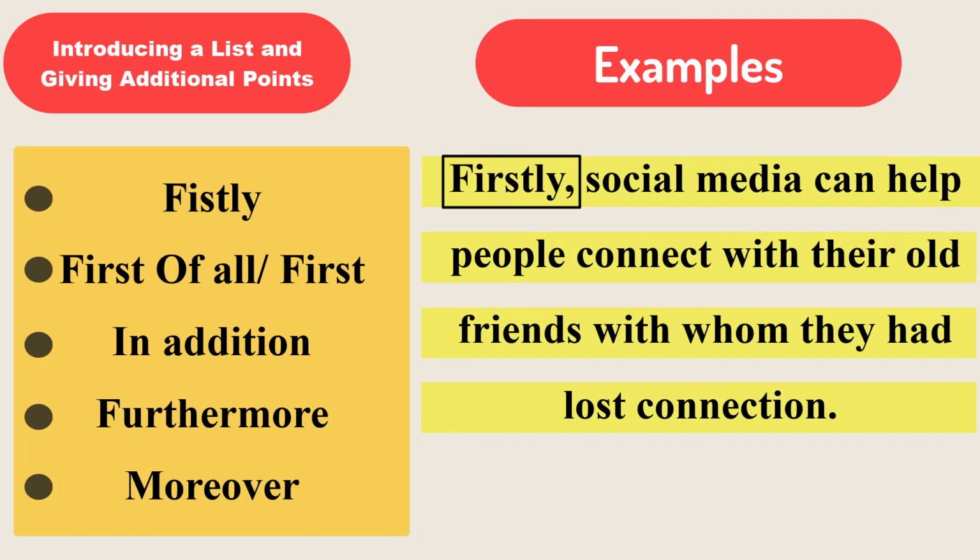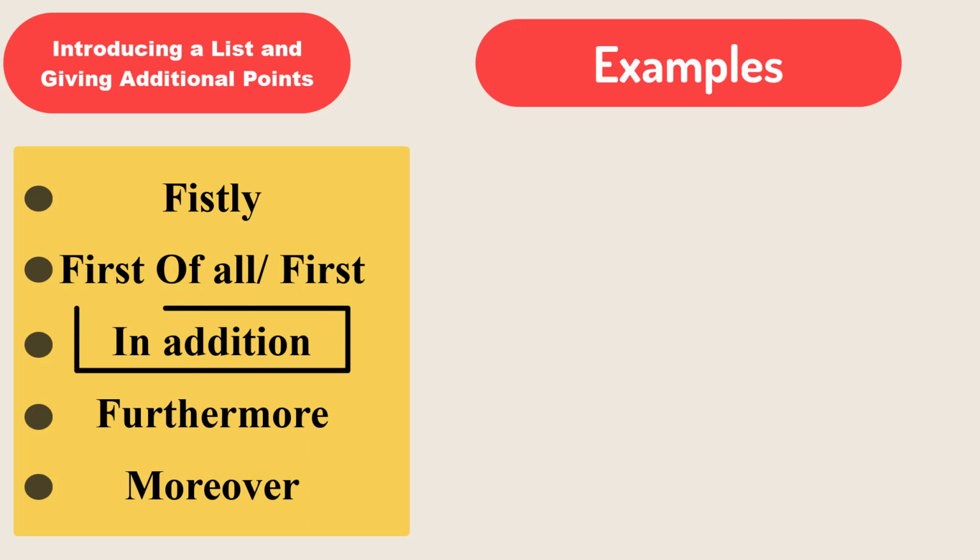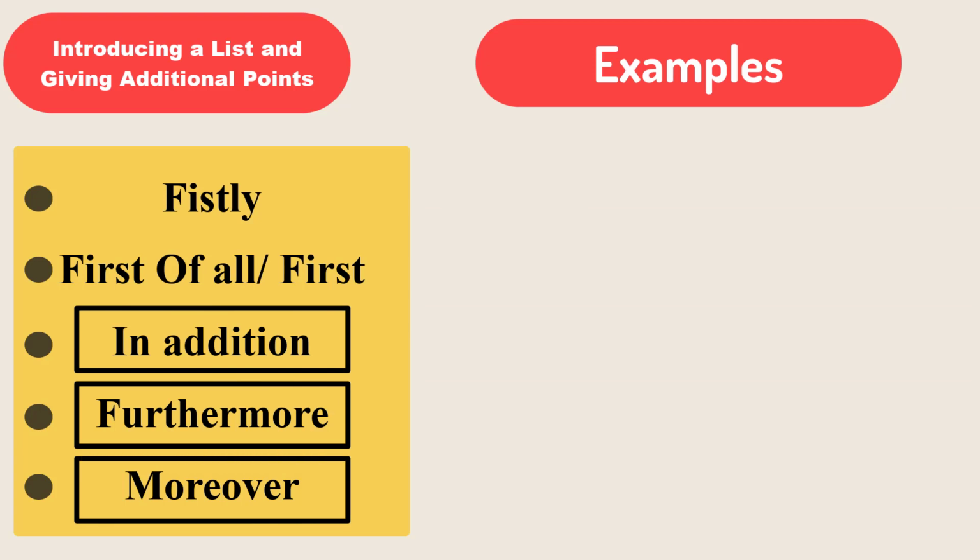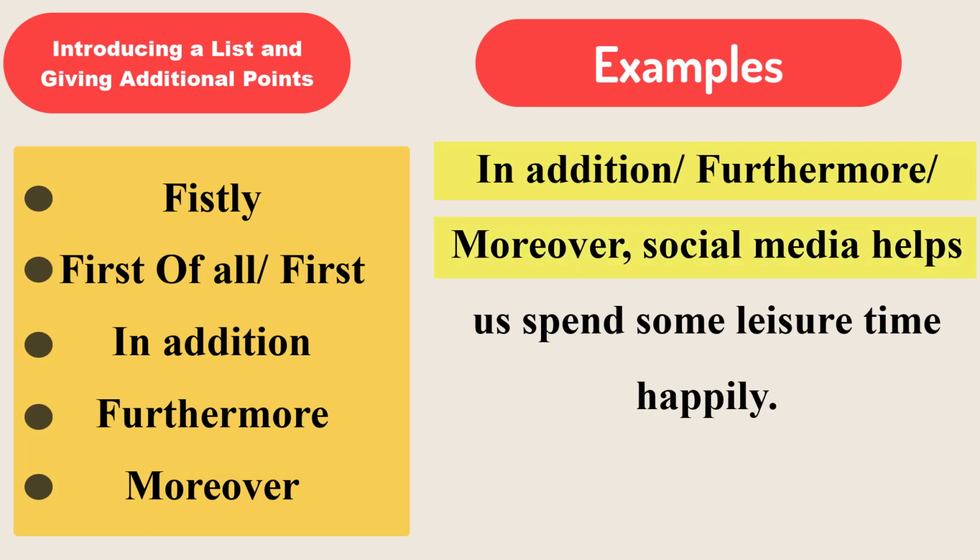To introduce the next point, we could use in addition, furthermore, moreover. There may be some subtle difference among these, but more or less, for all practical purposes, we use these interchangeably. In addition, furthermore, moreover, comma. Social media helps us spend some leisure time happily. So, this is how you introduce the first point, and for next additional points, we can make use of the remaining ones in our list.